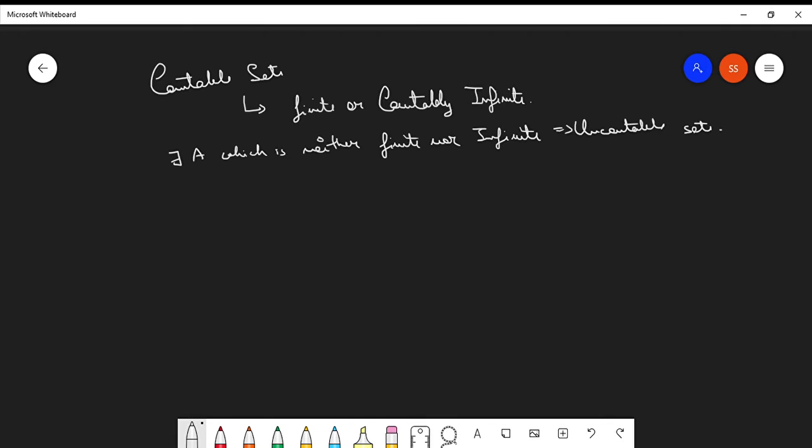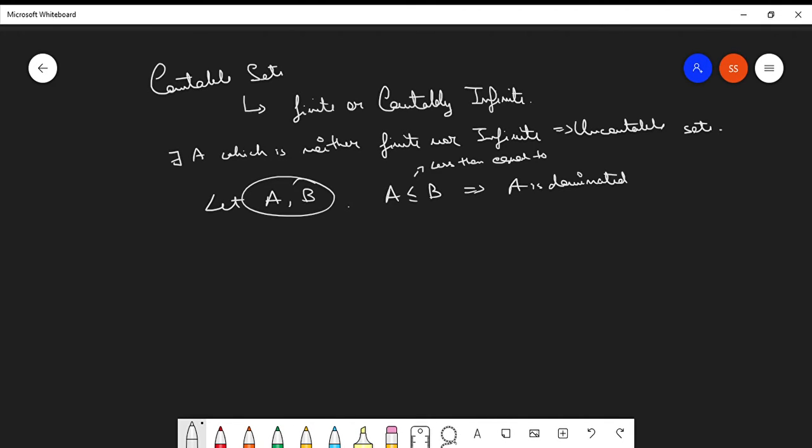Let there be two sets A and B, and you impose a relation on A and B given by the less than or equal to symbol. Don't get confused with partial order. I know it's a bit confusing, but you need to cope with it. This symbol implies that A is dominated by B. Clear?